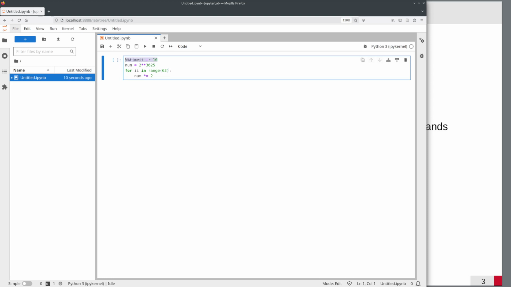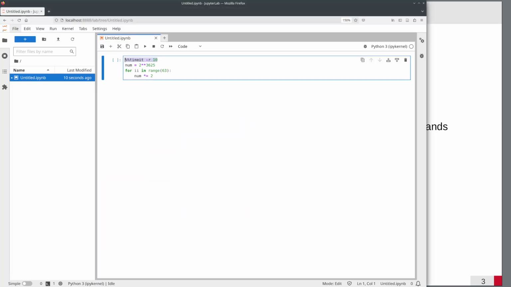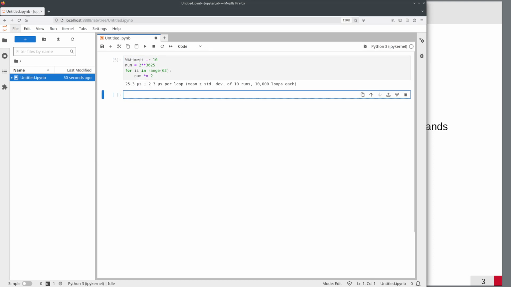And here we are using a so-called Jupyter magic, or Jupyter Kernel magic command, and this is there to say, okay, take this cell and repeat it 10 times and just measure the timing. If you execute this, it will repeat this operation 10 times, and then you see that we have something like 25.3 microseconds per iteration.